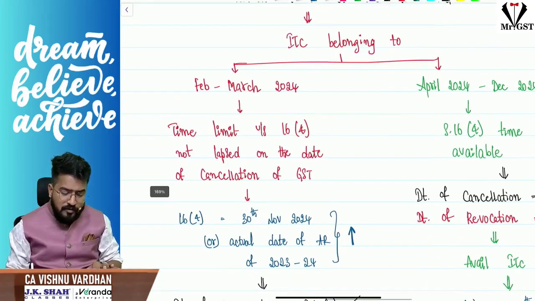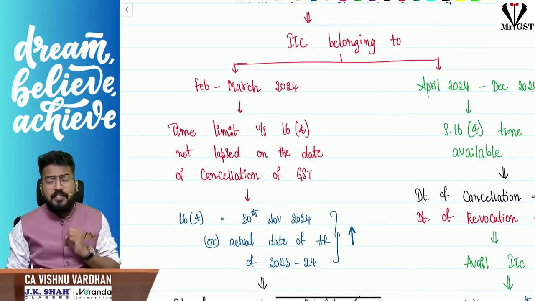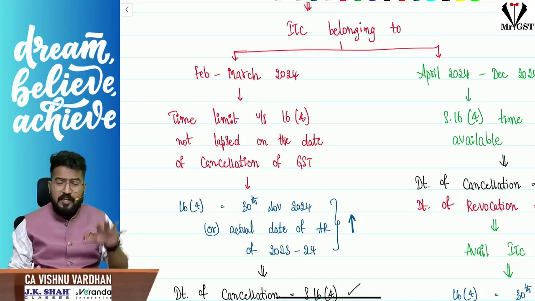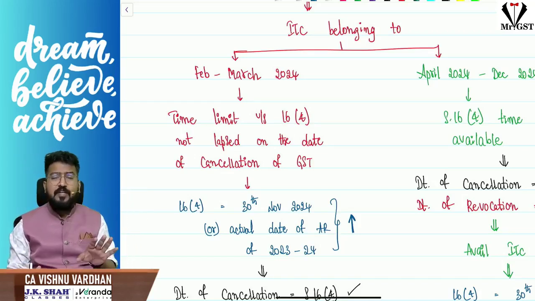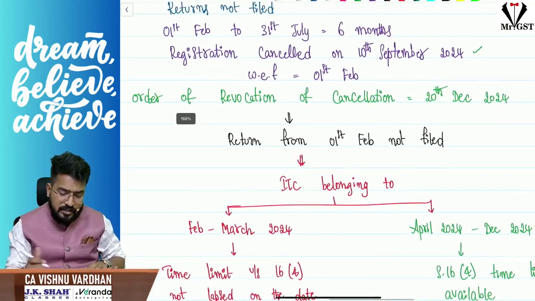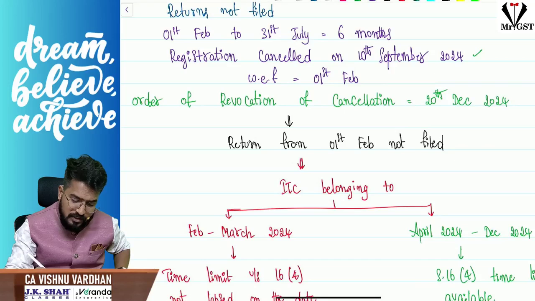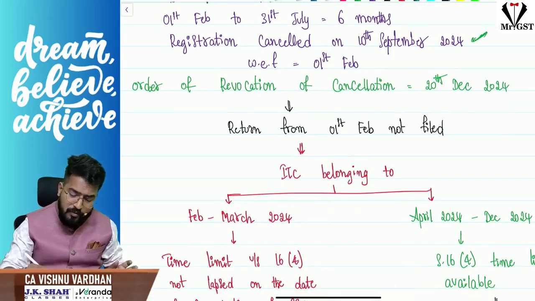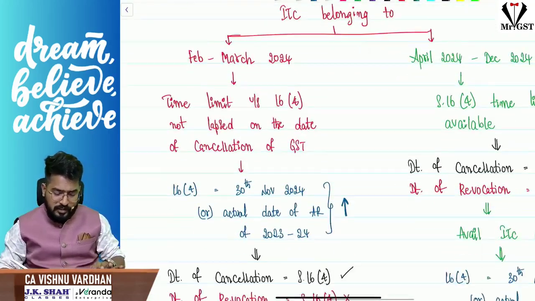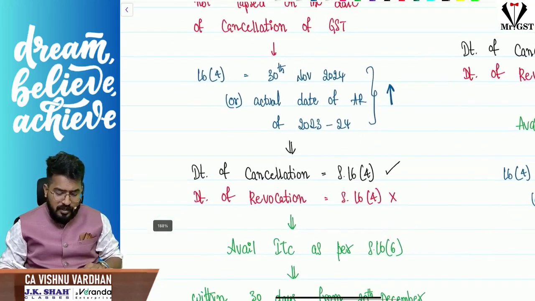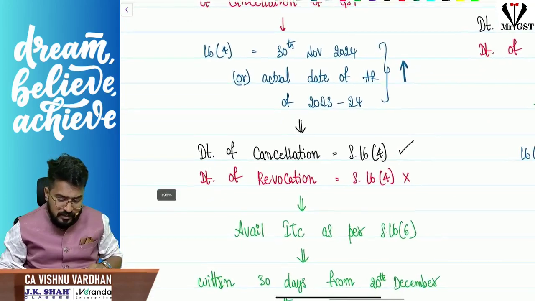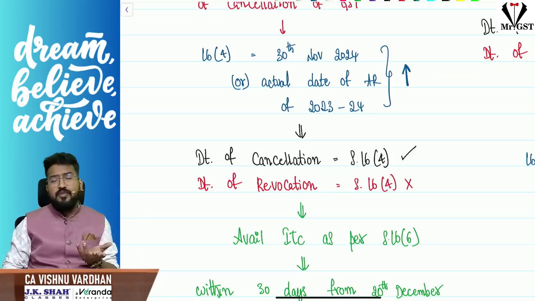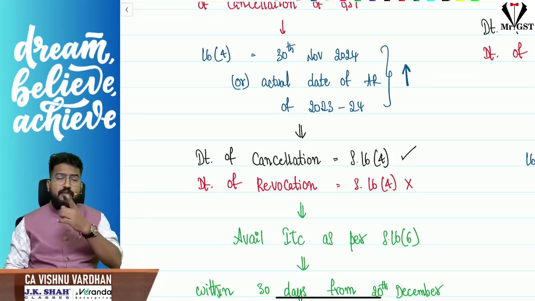So if you see, for Feb and March 2024, the time limit to avail ITC under Section 16(4) was available at the time of cancelling my registration. On 10th September, when they cancelled the registration, I still had the chance to take ITC under Section 16(4). But at the time of revocation, on 20th December, the time limit to avail ITC under Section 16(4) was not available. So simply, when the department cancelled my registration, the Section 16(4) time limit was applicable for Feb and March. I could have taken that if you had not cancelled my registration.